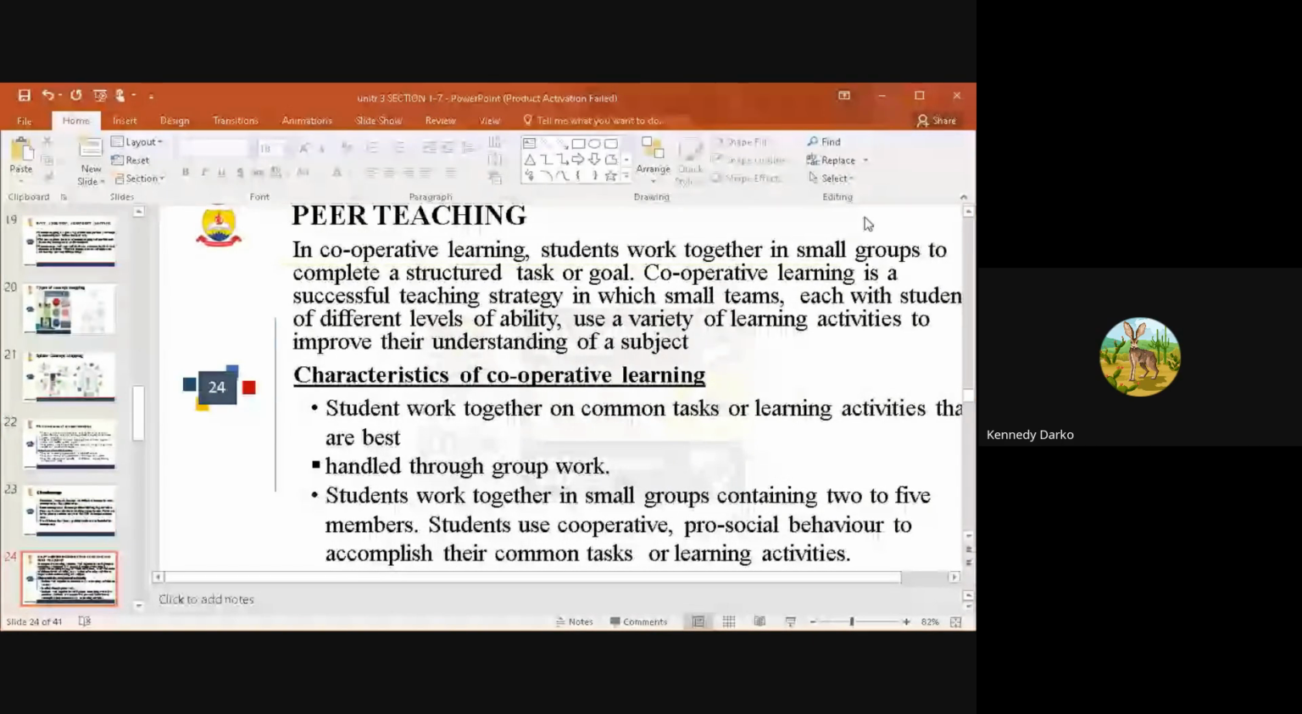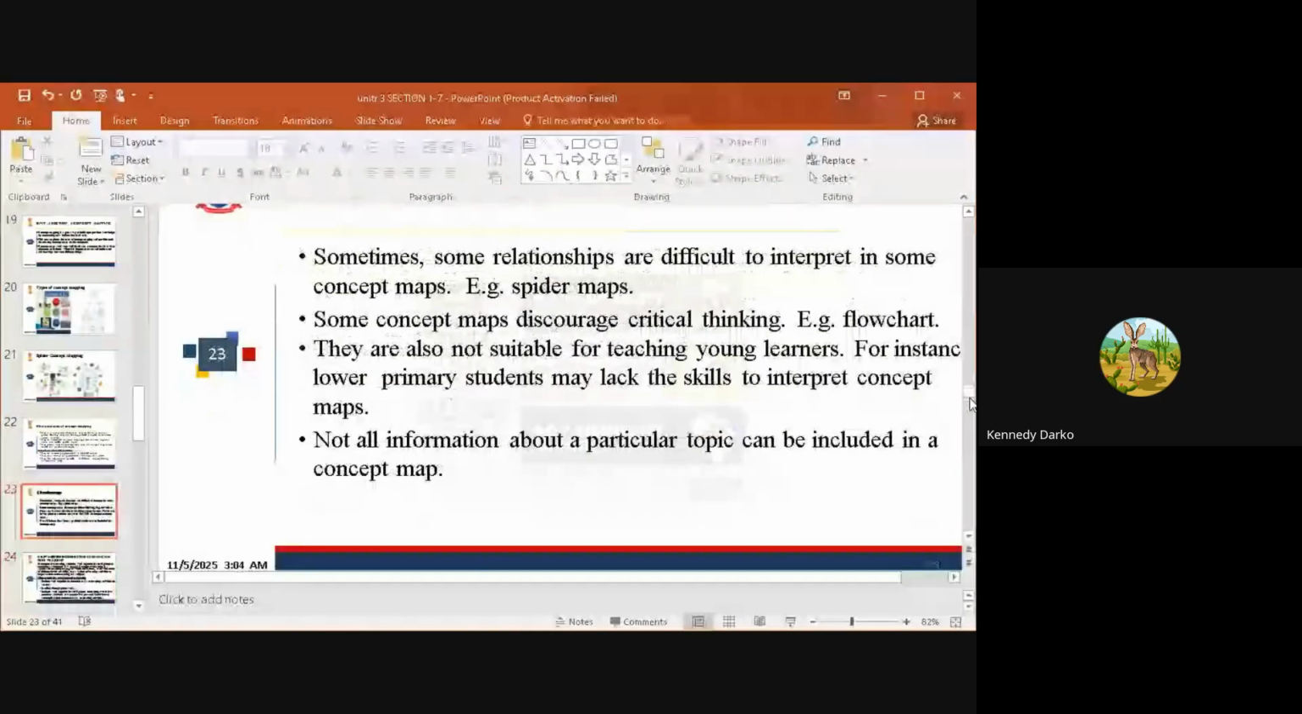Then we go to peer teaching. When we talk about peer teaching, what do we mean? In peer teaching, we are looking at what we call cooperative learning. Cooperative learning. So when we say cooperative learning, what comes into our mind?